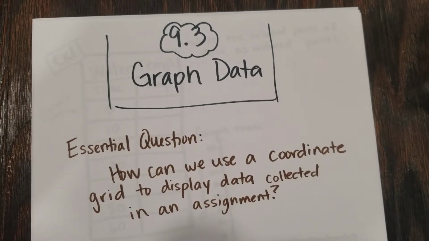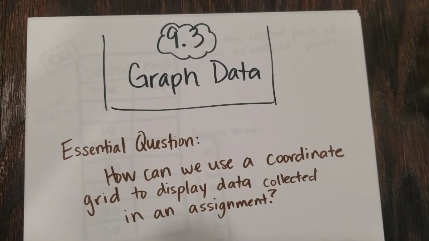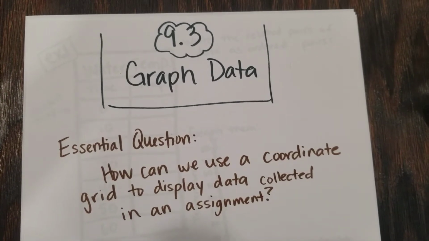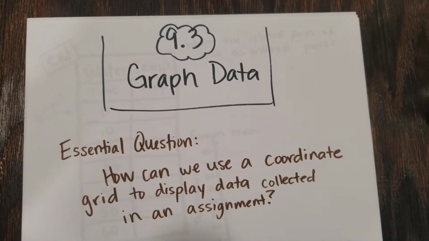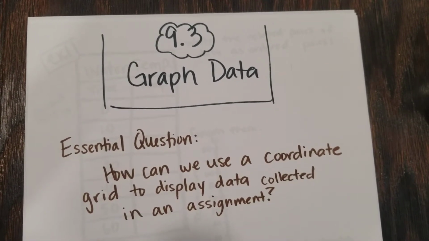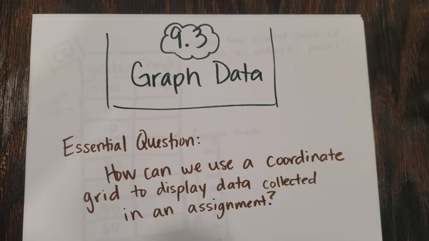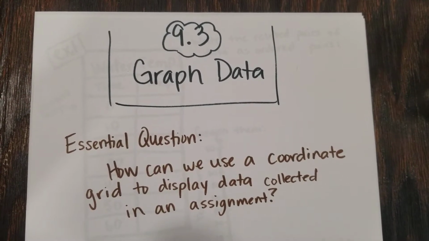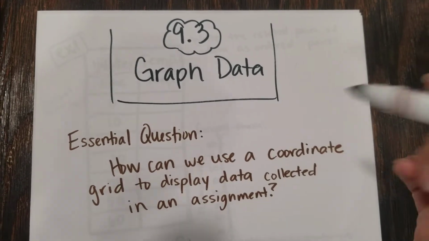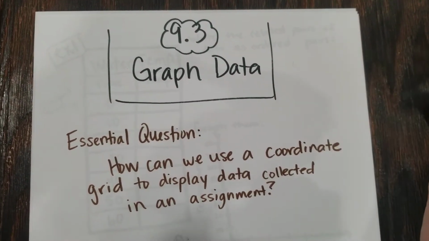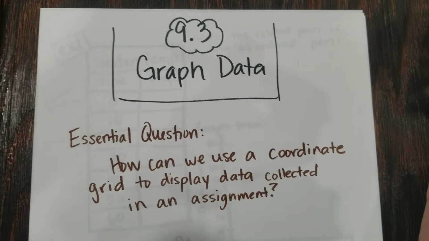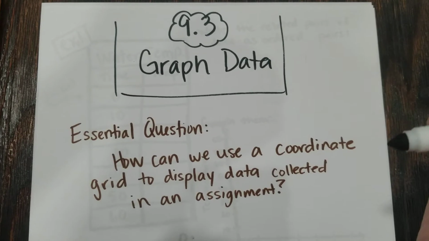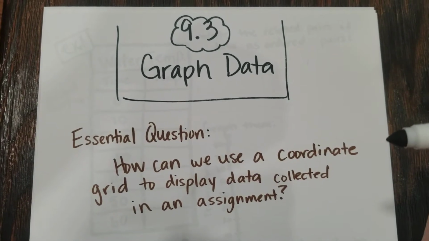All right, lesson 9.3 is titled Graph Data. So at the beginning of this chapter, I mentioned that it's all about data and graphs. We've already looked at a couple graphs where we put some data into it, but this one's going to explore how the coordinate grid can be used to display data. And we learned about the coordinate grid in lesson 2. So we're taking both of those two first lessons and putting them together.